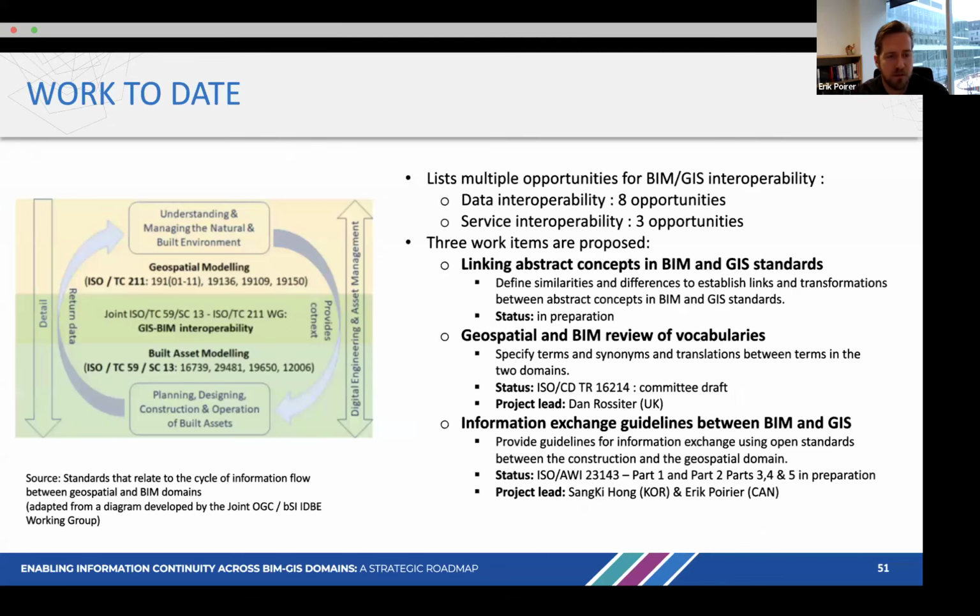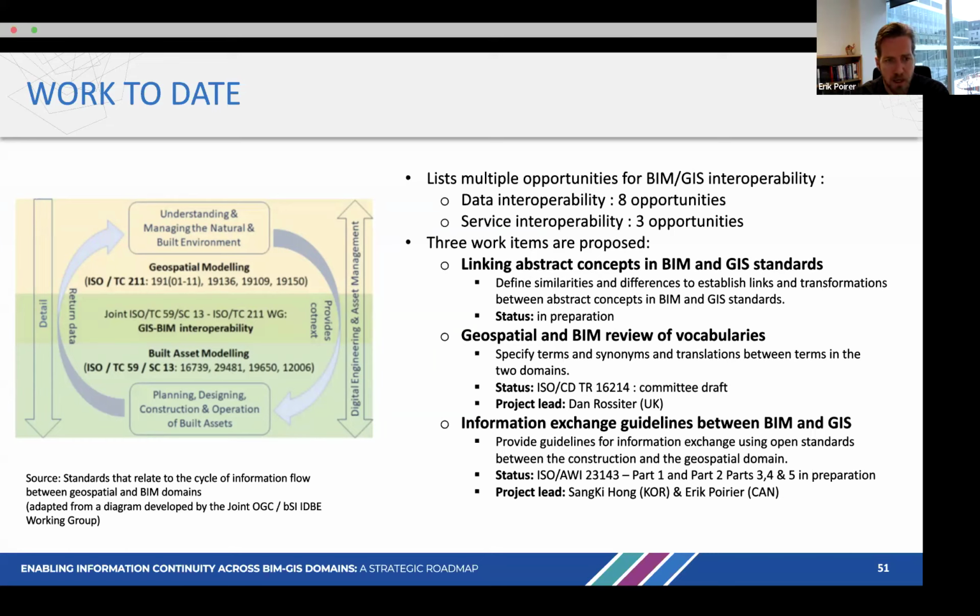In addition, multiple opportunities for BIM GIS interoperability were slated, very aligned with the use cases. And this is where the bSI OGC approach is very interesting, being highly pragmatic and user-driven. So there are tight couplings to be had, a lot of work to be done, and synergies. Within the report, three work items are proposed: linking abstract concepts in BIM and GIS, the geospatial and BIM review of vocabularies, and information guidelines between BIM and GIS. So these three packages or work items were born out of these opportunities and the challenges that were discussed. And what's interesting here is, of course, working on the foundational aspects.